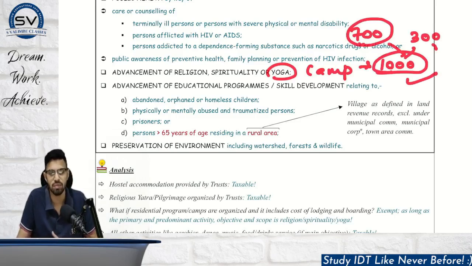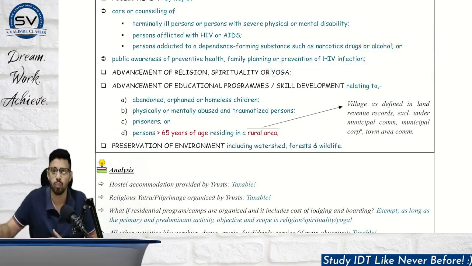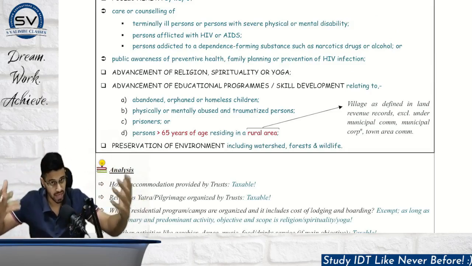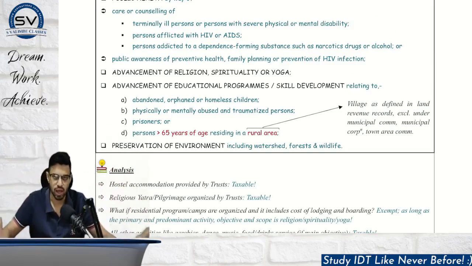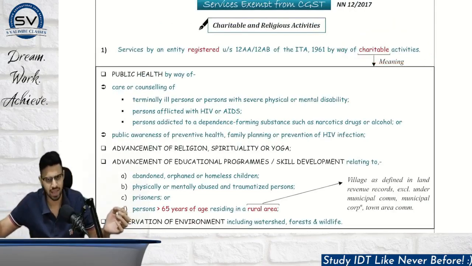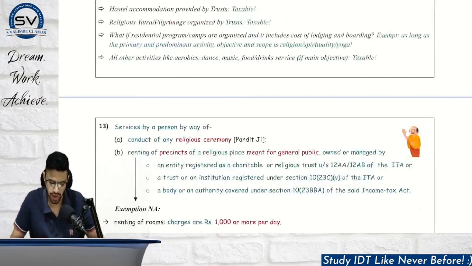Entire 1000 is exempt because it is a composite supply; you have to see the entire structure as to what is the main aim. The main aim was yoga. The main aim was charitable activity. This is our keyword. Do not forget. So if this is the main activity, ancillary services can be charged for and that will still enjoy exemption.